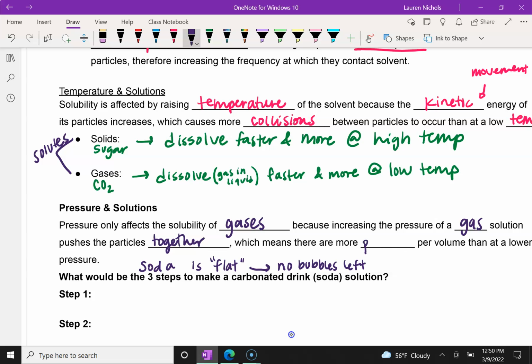And this means that there are going to be more particles per volume. So it's going to be a very high concentration of carbon dioxide. They're going to put a lot more carbon dioxide in your can of soda than you really need. That way it will stay that way. And then they put a lid on it so that the pressure remains constant.